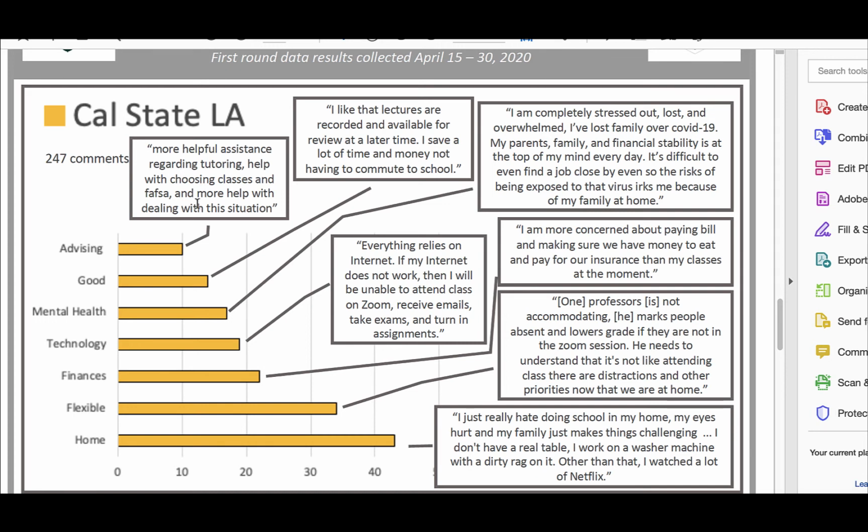That must not have been the updated version of the data set. This is a more complete version. And then I put an example of this. What do I mean by advising? An example of this would be more helpful assistance regarding tutoring, help choosing classes, FAFSA, and other help with dealing with this situation. So all of this is what I did.